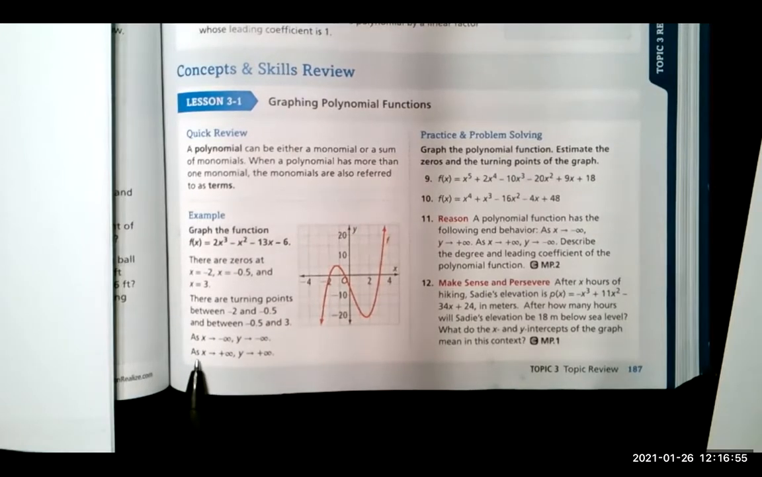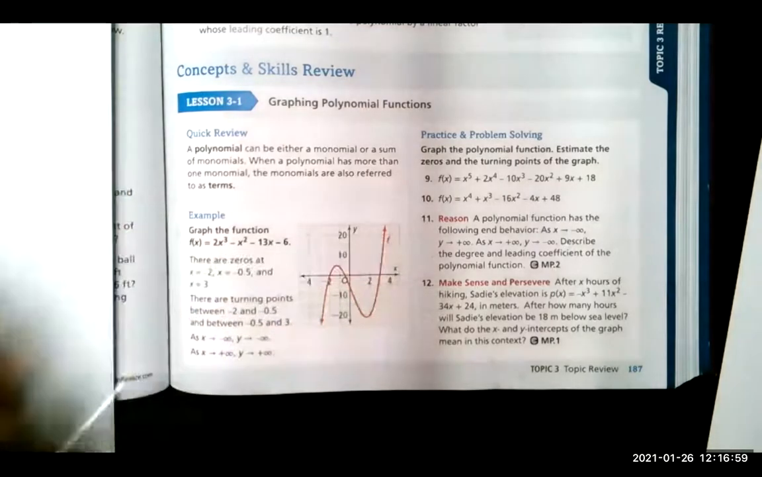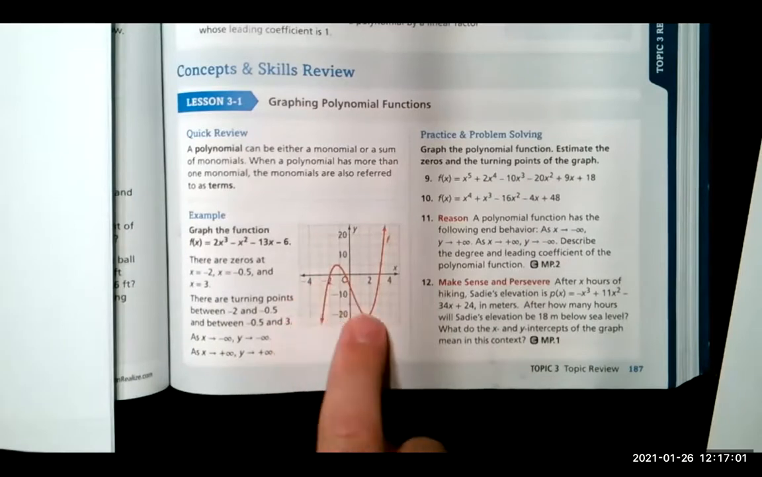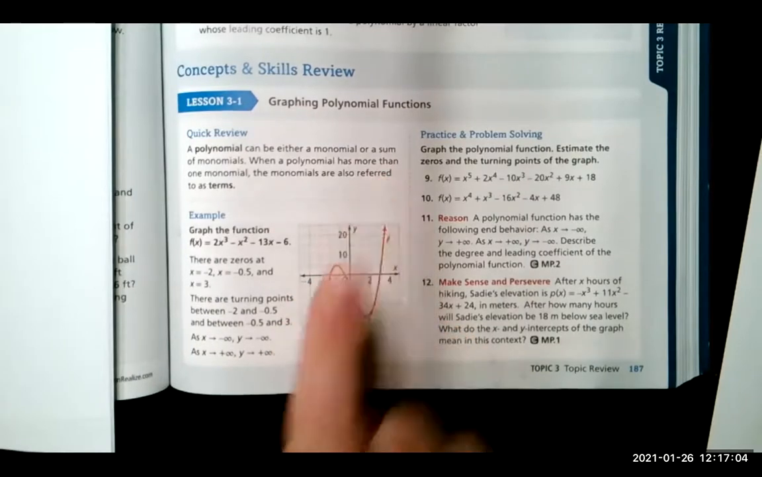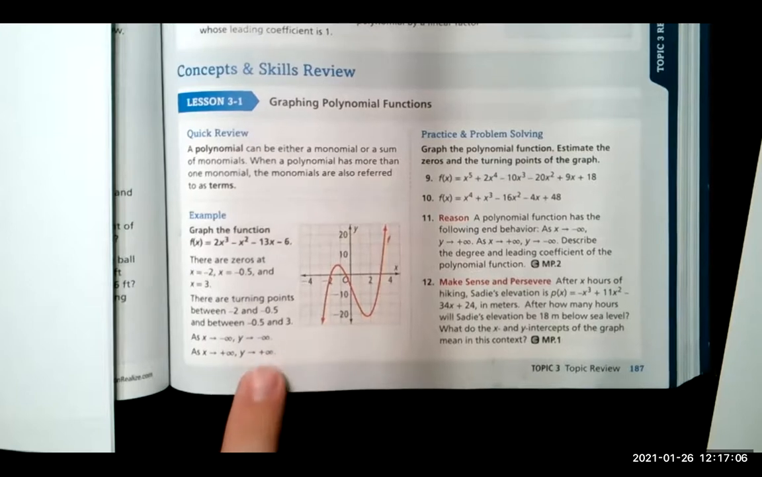What about the other direction? As x approaches positive infinity, so positive infinity is to the right. So as we trace our function to the right, it looks like our function goes up towards positive infinity. So end behavior.